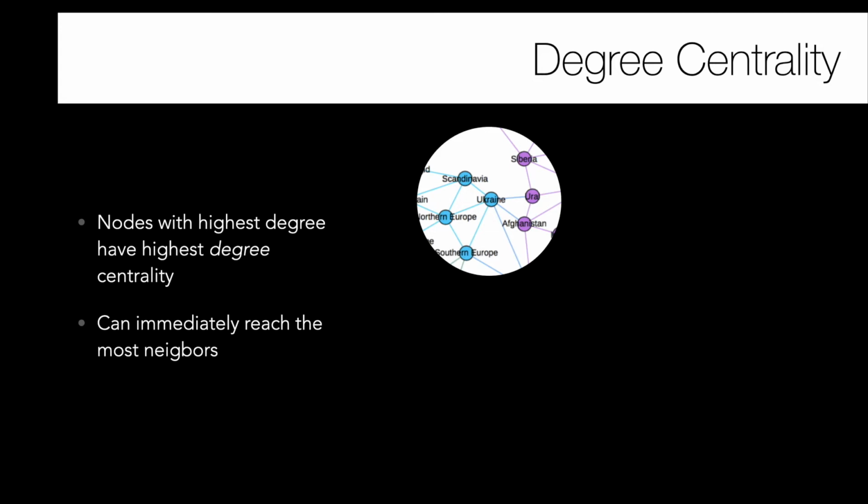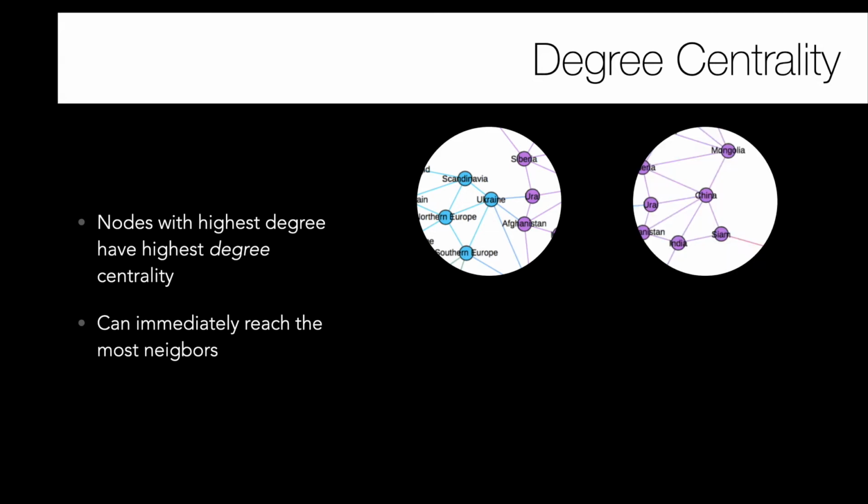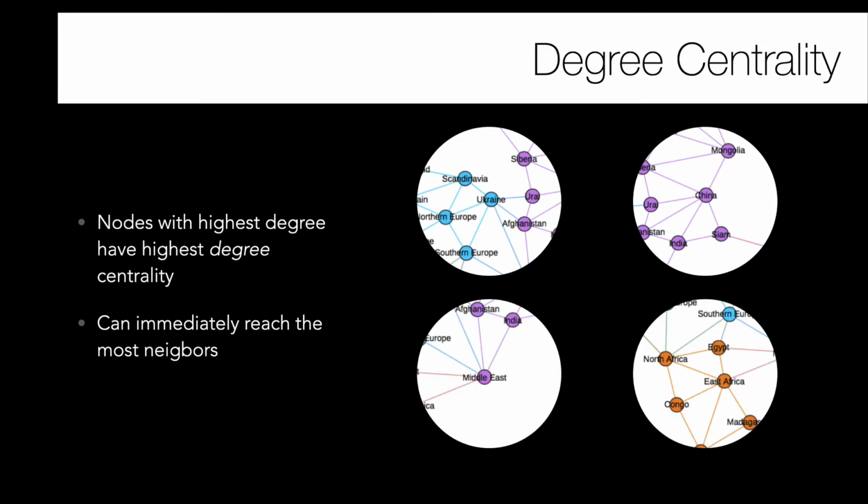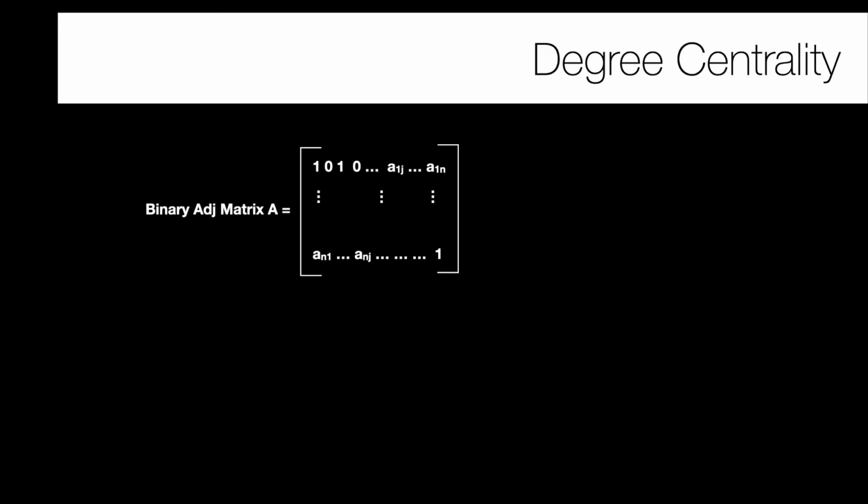So in our risk example, that'd be Ukraine with a degree of 6, or China with a degree of 6, the Middle East has a degree of 6, and both North Africa and East Africa have degrees of 6 as well. So we have several different nodes that have very high and in fact the same degree centrality. And we can define this using our adjacency matrix, where we have a binary adjacency matrix.